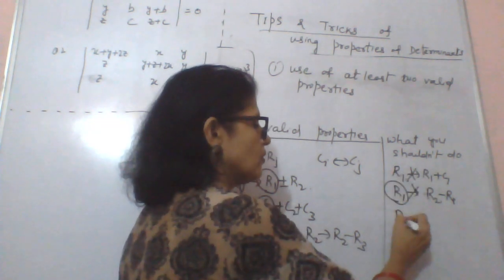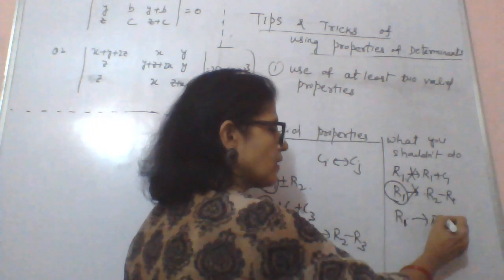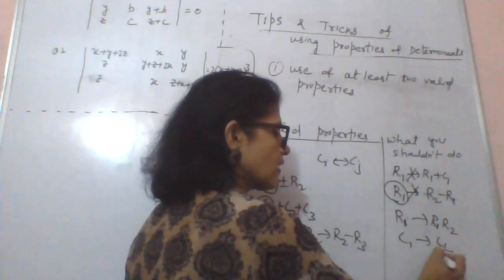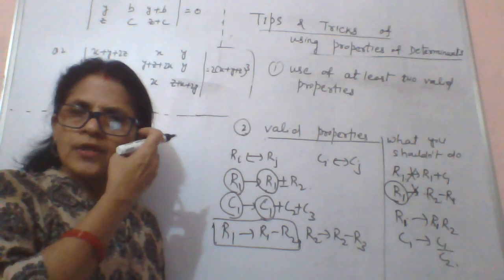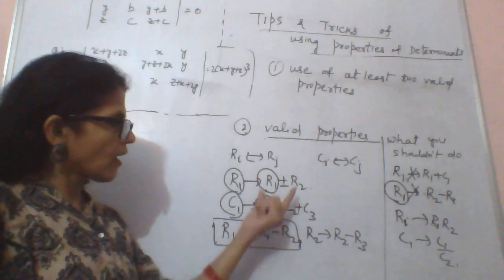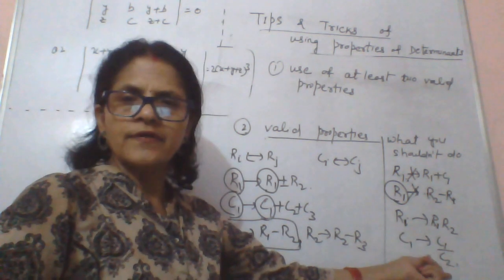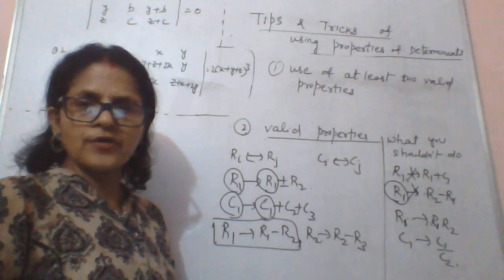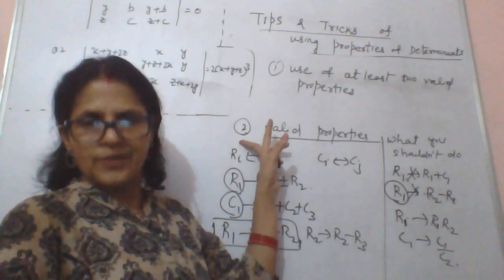And also, we do not take R1 replaced by R1 into R2, or C1 replaced by C1 by C2. It means we do not multiply rows, we do not multiply columns, we do not divide. Like we add, subtract, we do not multiply, divide. That we don't do. Okay, so these are some do's and don'ts, right? So this is our second trick.